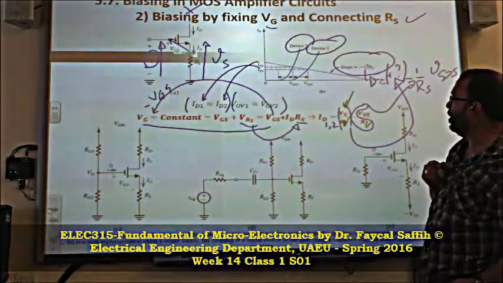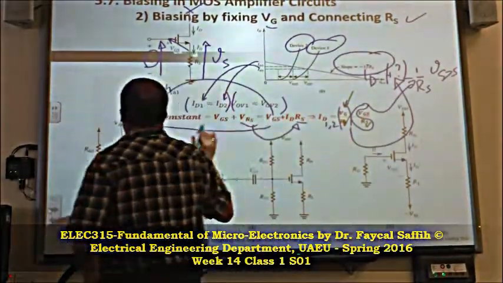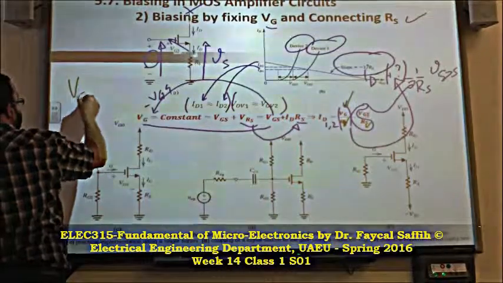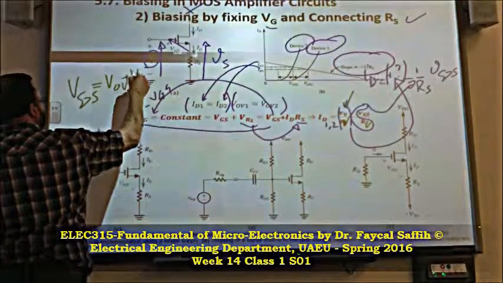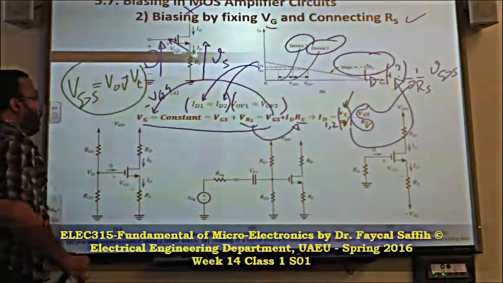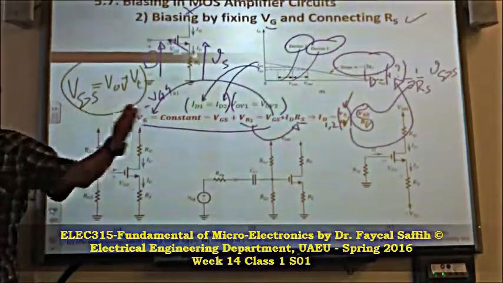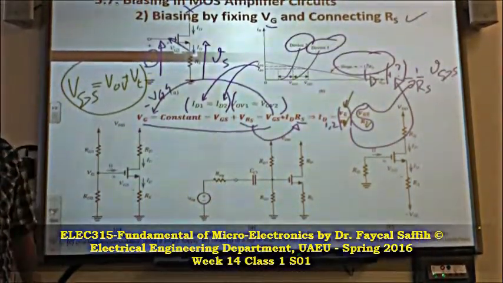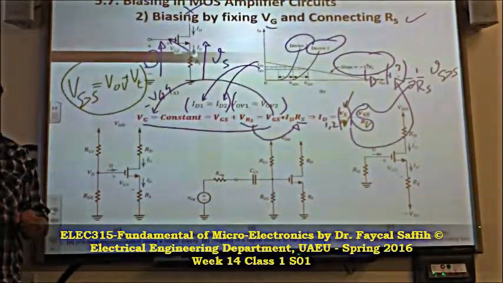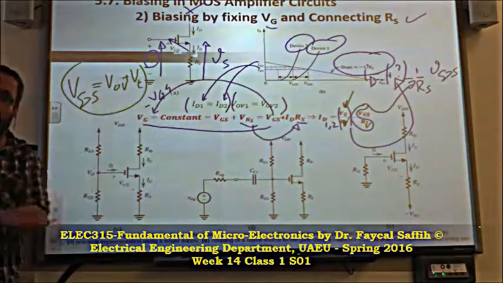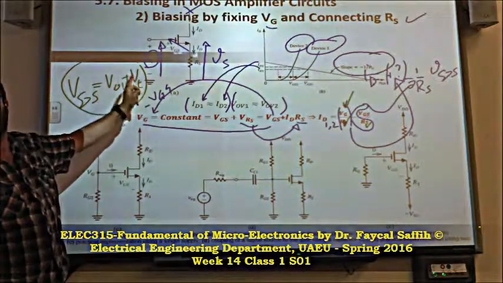VGS is equal to what, by the way? The equation that relates VGS: VGS is equal to the overdrive plus VT. The threshold can change, yes or no? It can change, because the threshold of the first device is not necessarily the same as the other. So VGS can change, it depends on the device. So we have VGS1, VGS2. Make sense? Because of this guy.